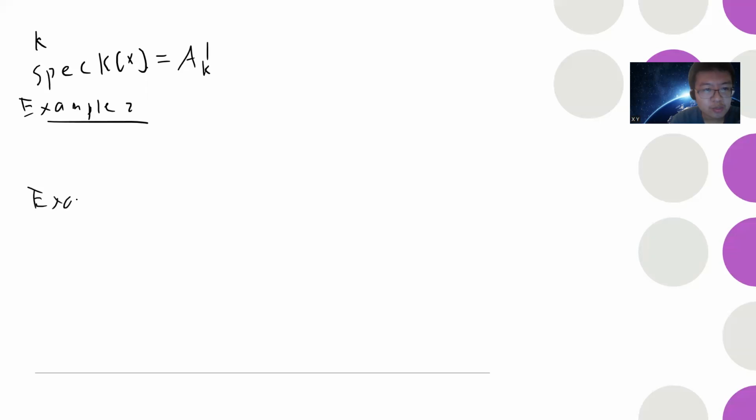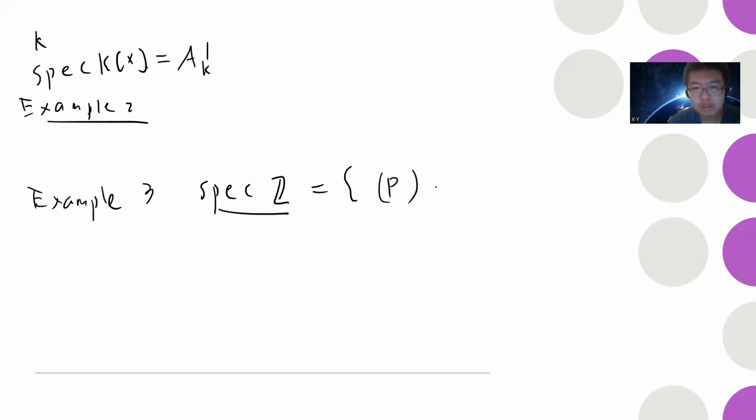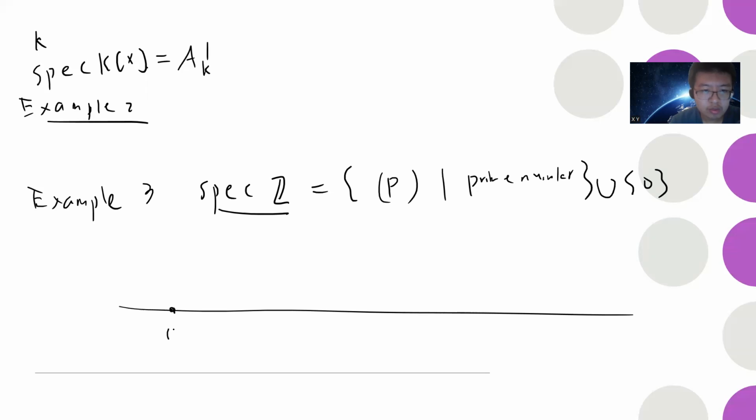Now let's consider example 3. This one is very simple. If you ask for Spec Z, the prime ideals of Z are just generated by the prime numbers. And Z is also a domain, right? So you can add 0. So one way to draw it is that you have 2 and 3 and 5 and so on, and then maybe there's a 0 point here.